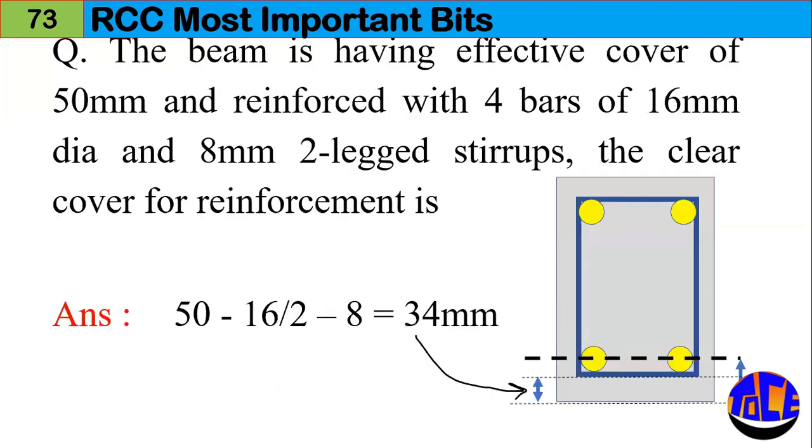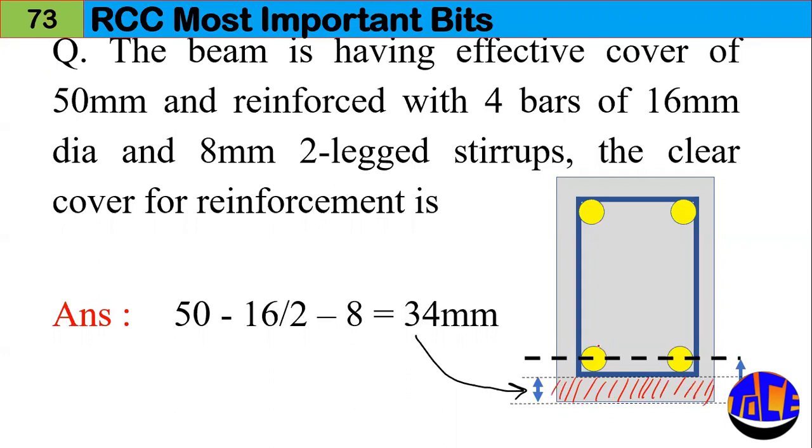Question number 73. The beam has an effective cover of 50 mm and is reinforced with 4 bars of 16 mm dia and 8 mm two-legged stirrups. What is the clear cover of reinforcement? You know what clear cover is: the distance between the outer face of the beam and the reinforcement. So this spacing is your clear cover. Okay, so you have to get this clear cover.